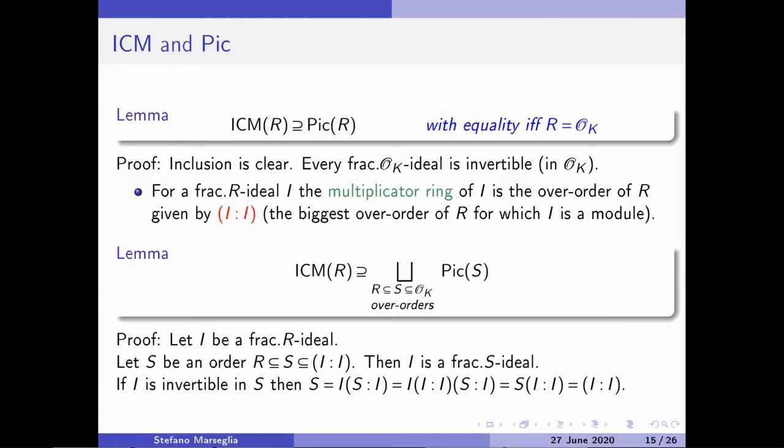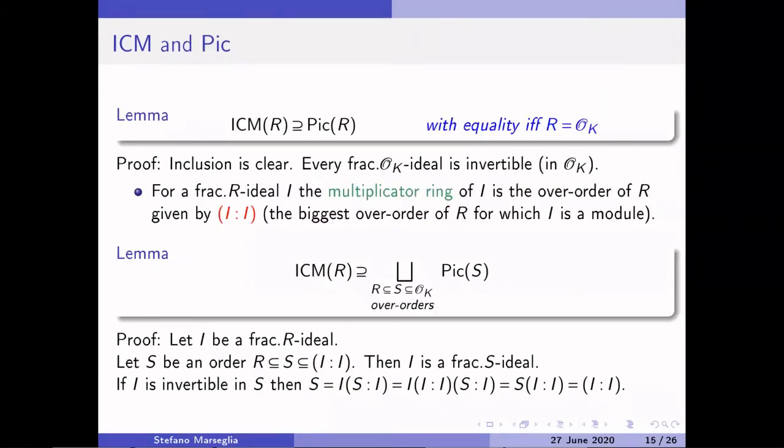Note that in this slide and in the whole talk, I'm not allowing extension of ideals. For example, if you take an ideal with multiplicator ring R, and R is strictly contained in a maximal order, then I times the maximal order is going to be a different set of elements with respect to I. It's strictly bigger. So it's a completely different ideal, and we don't allow that.